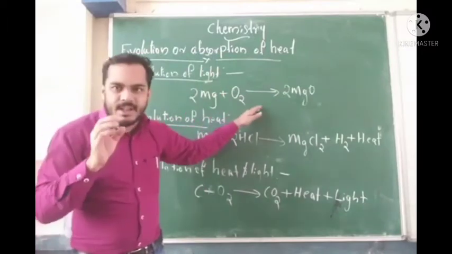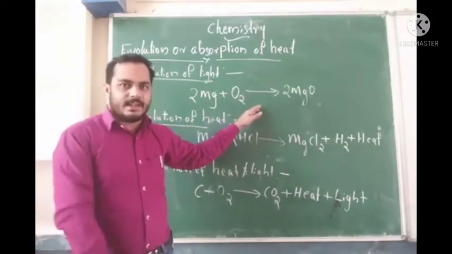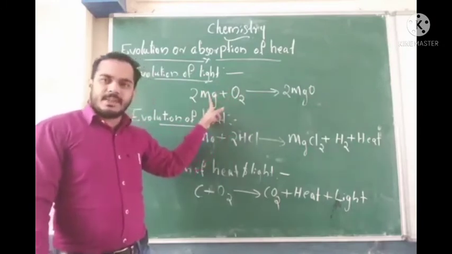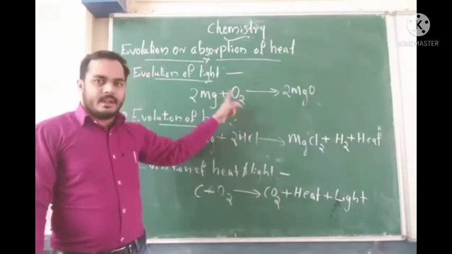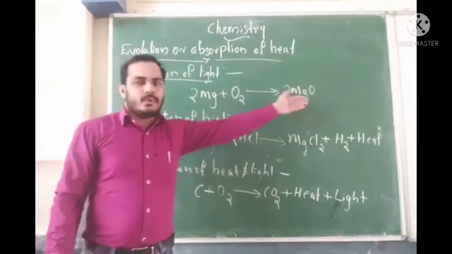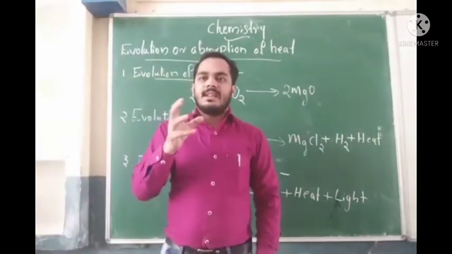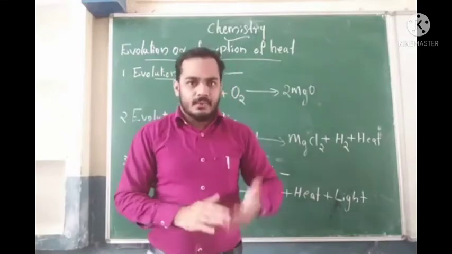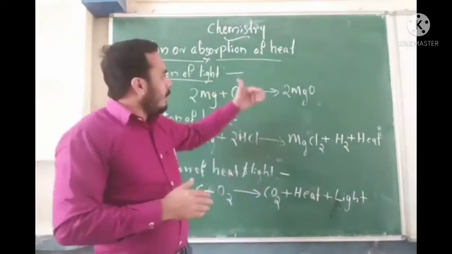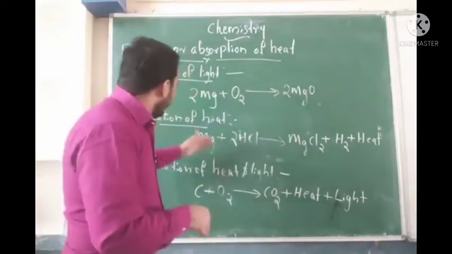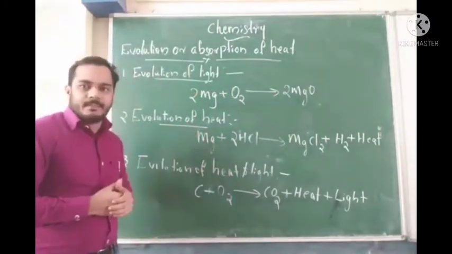So here, which energy is formed? Light energy. The reactants are magnesium and oxygen. They react together to form magnesium oxide with a dazzling light flame. This example is a production, meaning evolution, of light energy. And next one, evolution of heat.